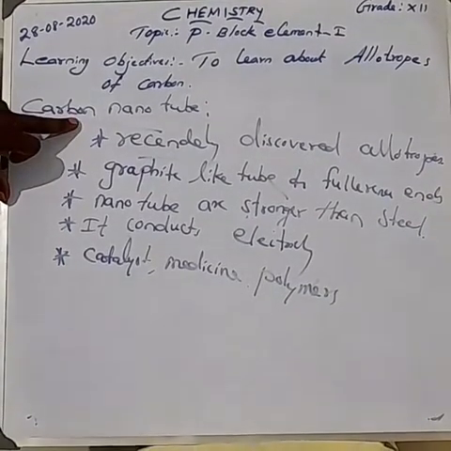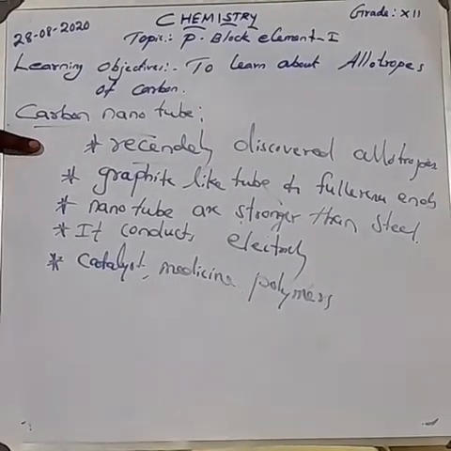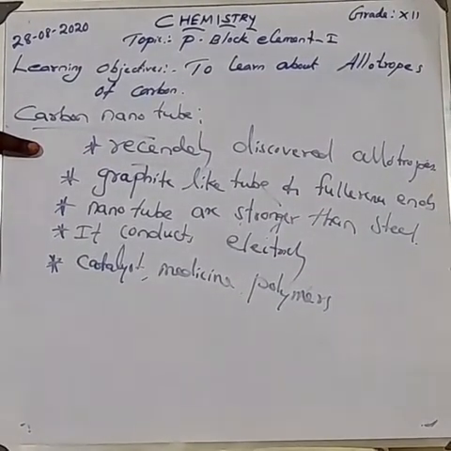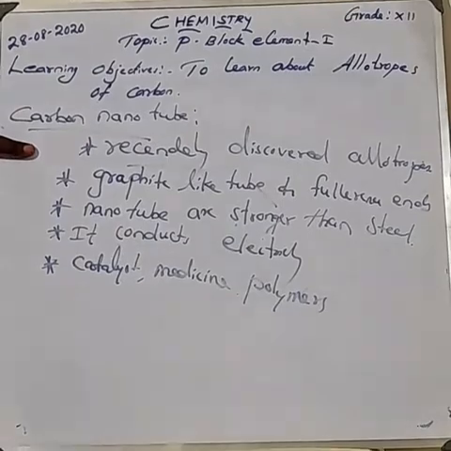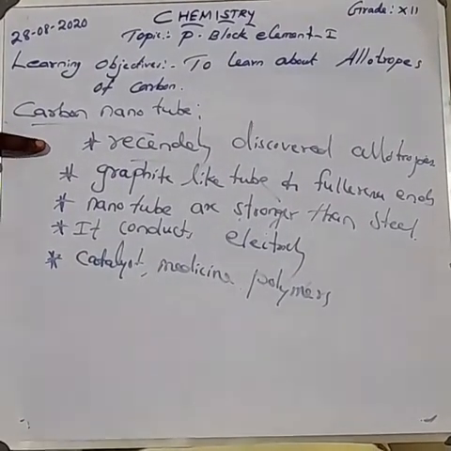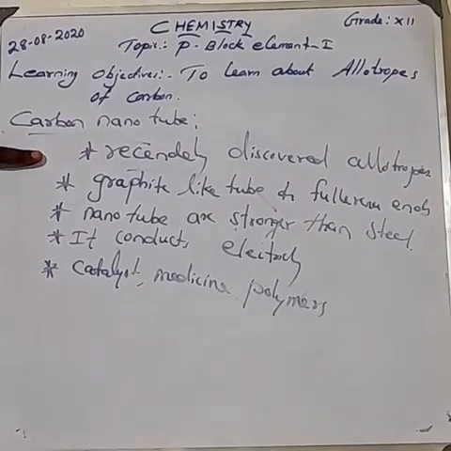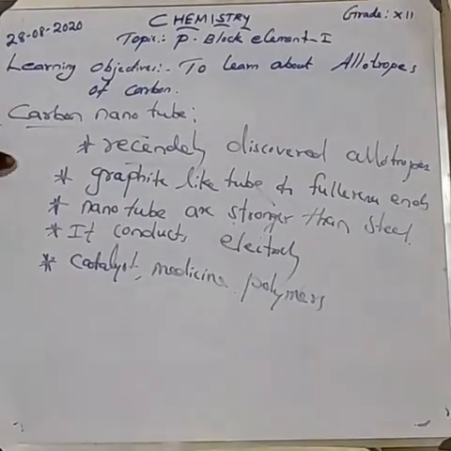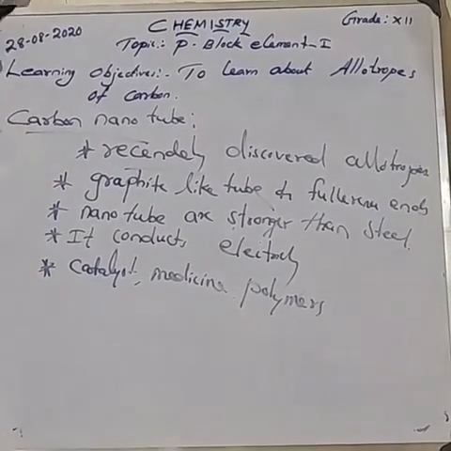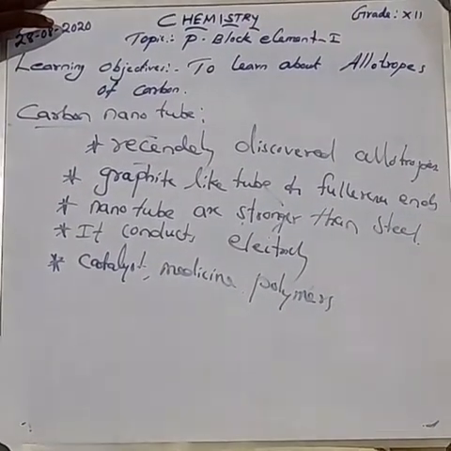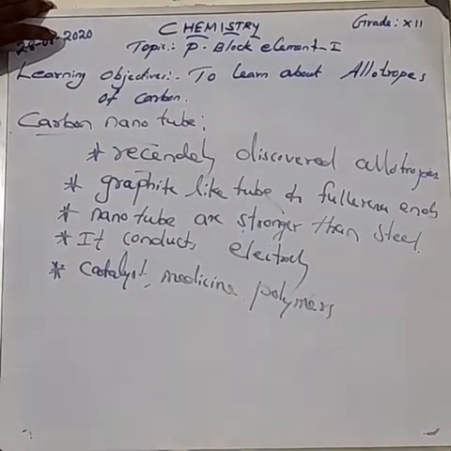Carbon nanotubes: it is another recently discovered allotrope. They have graphite-like tubes and fullerene ends. These nanotubes are stronger than steel. The carbon nanotubes conduct electricity. They have many applications in nanoscale electronics and are also used in catalyst, medicine, polymers, etc.